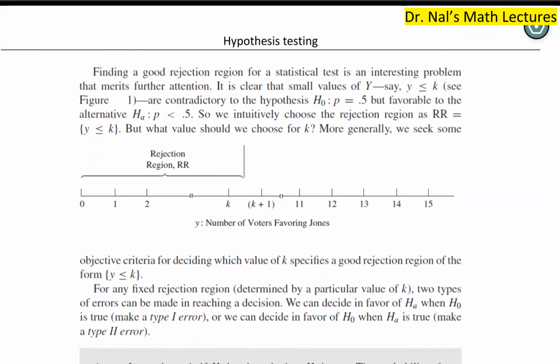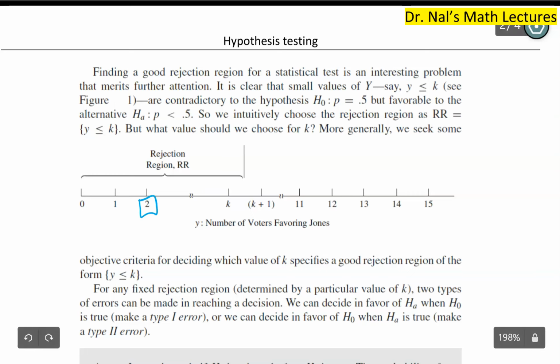Finding a good rejection region for a statistical test is an interesting problem that merits further attention. It's clear that small values of y, say y is less than or equal to k, are contradictory to the null hypothesis that Jones will have at least 50% of the vote, but favorable to the alternative hypothesis, where Jones will have less than 50% of the vote, or any randomly selected individual will have less than 50% chance of voting for Jones. So we intuitively choose the rejection region as the set of y values, test statistic values, less than a certain number k, right? K can be 2.